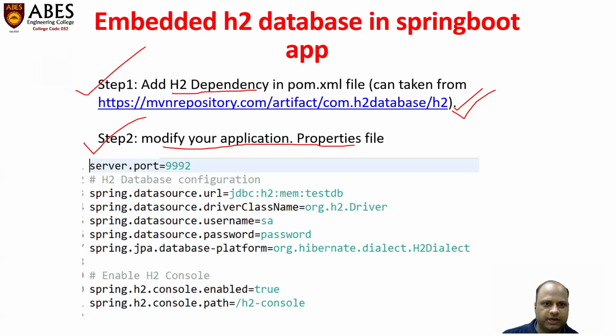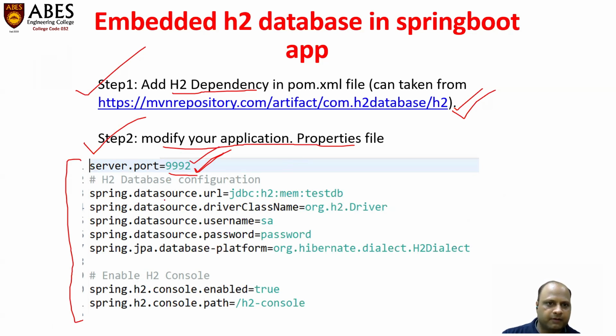Step two is modifying your application.properties file. Here I just want to discuss something because it is very important, right? This is the server.port. I have already discussed it. If you want to change the port number of your application, you can write server.port, so your Tomcat server will be deployed on the specific port.